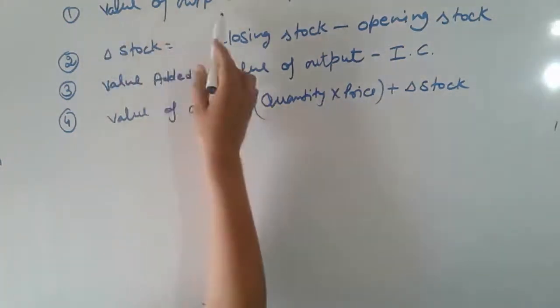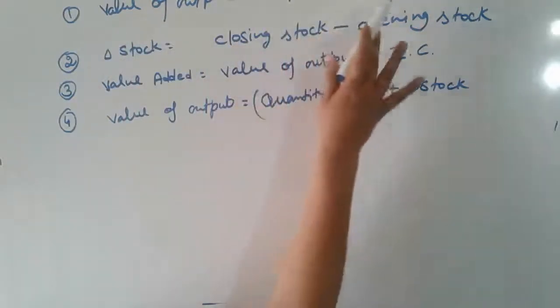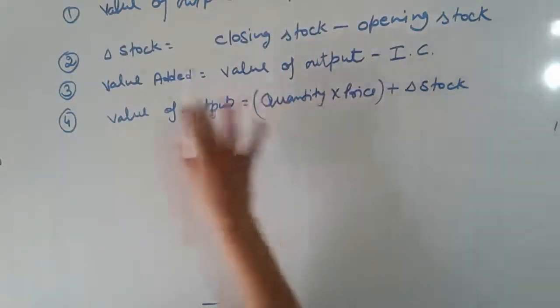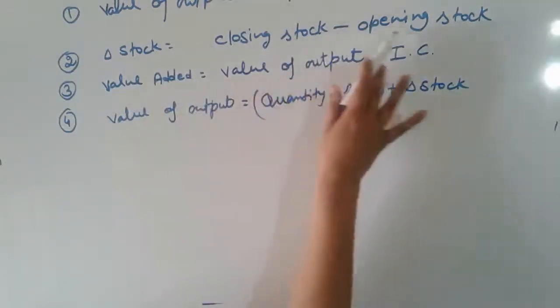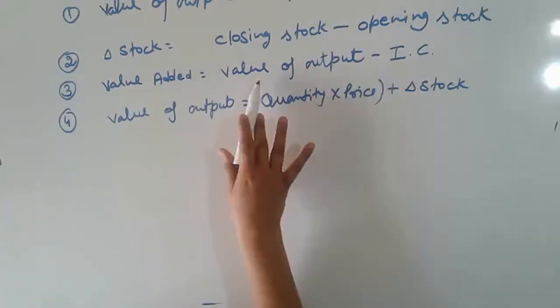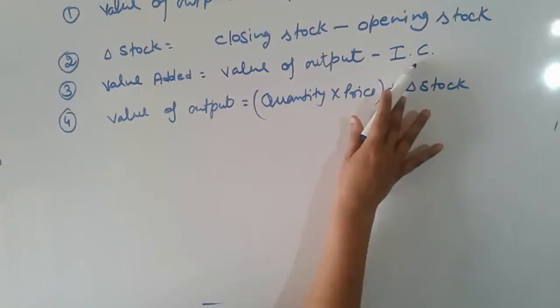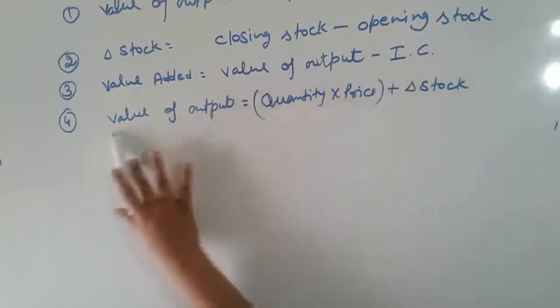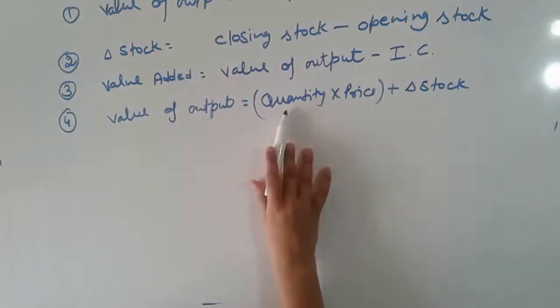First formula is value of output. Value of output equals sales plus change in stock. Second, change in stock equals closing stock minus opening stock. And value added equals value of output minus intermediate consumption, meaning raw material. And you can calculate value of output with another formula also.